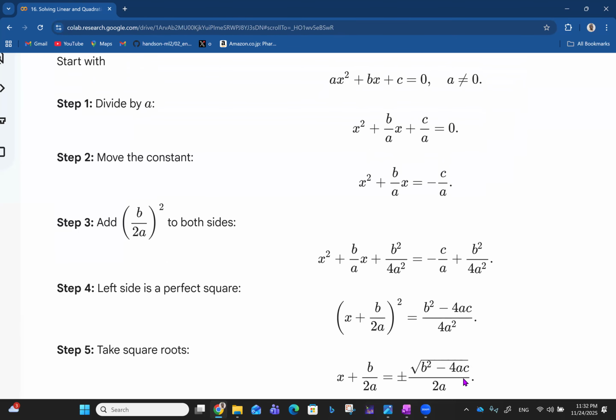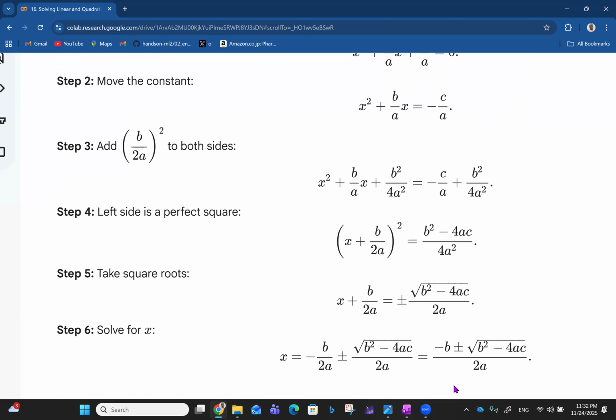Then we go for the next step where we take square roots. So square root of this, the square is gone. So we have x plus b over 2a equals plus or minus square root of b squared minus 4ac all over 4a squared. So square root of b squared minus 4ac is what you have at the top. Square root of 4a squared is square root of 4 times square root of a squared. That's 2a. Okay, and then we can tidy everything up. So we can solve for x by transferring minus b over 2a to the other side. So we have minus b over 2a plus or minus square root of b squared minus 4ac over 2a. The LCM is 2a. So 2a into a is 1. 1 times minus b, that's minus b plus or minus 2a into a is 1. 1 times square root of b squared minus 4ac. You have square root of b squared minus 4ac.